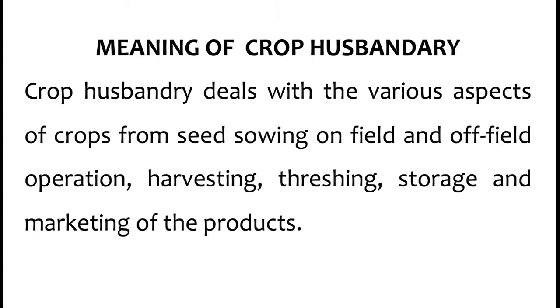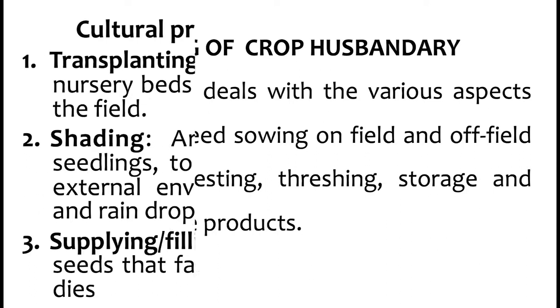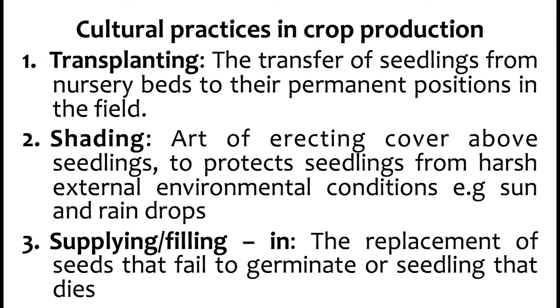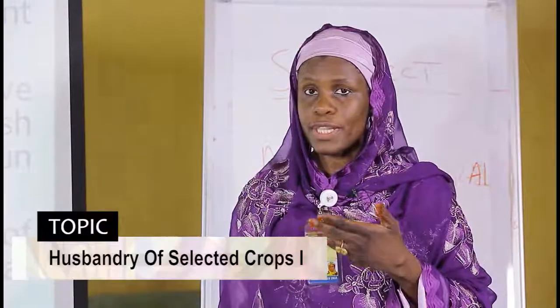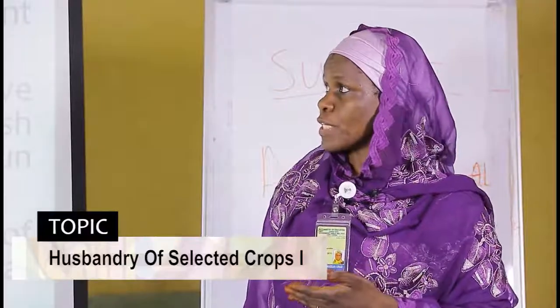Meaning of husbandry. Crop husbandry deals with the various aspects of crops from seed sowing, on-field and off-field operations, harvesting, threshing, storage, and marketing of the products. Now, let's look at the cultural practices in crop production. These are the practices that are involved or that we are going to be taking in the course of delivering this lesson.